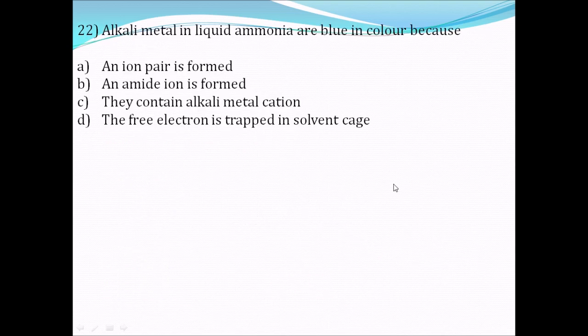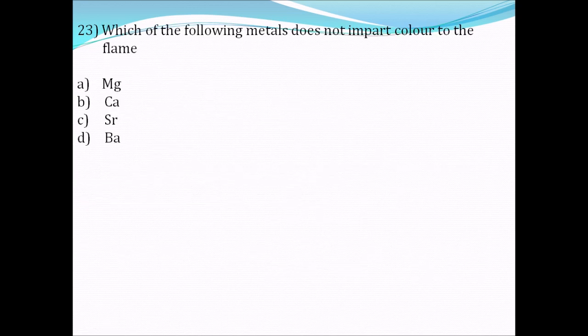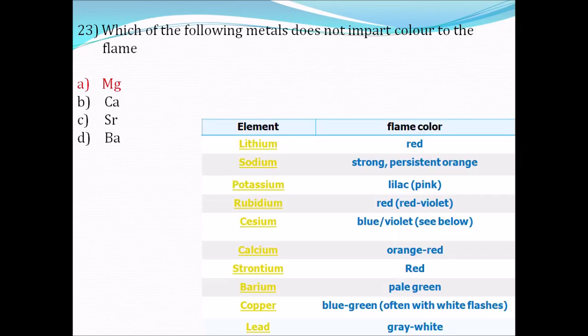Alkali metals in liquid ammonia are blue in color because of the formation of an ion pair, that is, a cation and an anion both will be formed. Hence, alkali metals give blue color in liquid ammonia. Which of the following metals does not impart color to the flame? We all know that calcium, strontium and barium will impart the color. Magnesium does not impart the color, and here are the alkali metals which impart the colors.